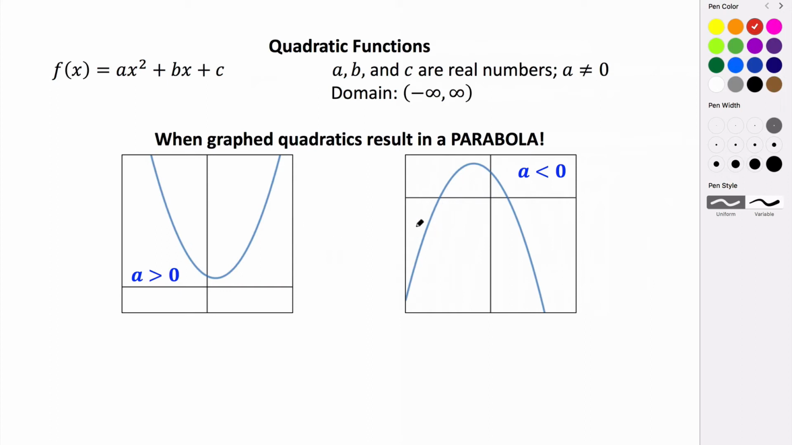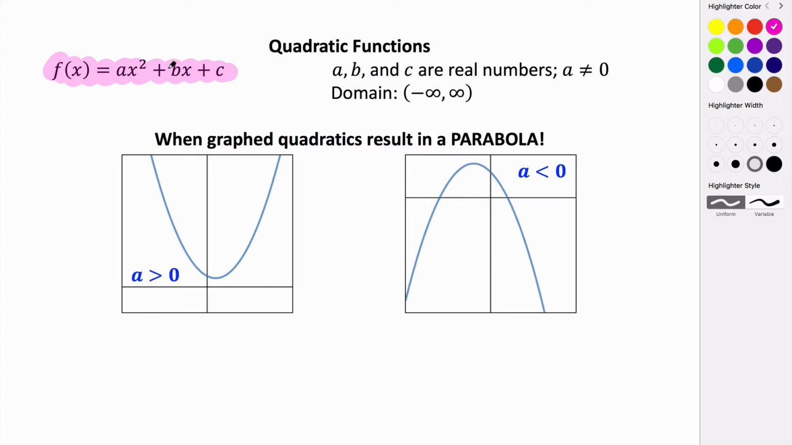Today we're taking a look at quadratic functions. Quadratic functions are of the form f of x equals ax squared plus bx plus c, where a, b, and c are real numbers. A is not allowed to equal 0. If it was, it would just be bx plus c, which would be a line. And all quadratic functions have a domain of all real numbers, so negative infinity to infinity.